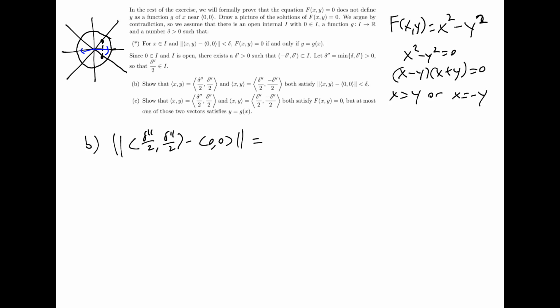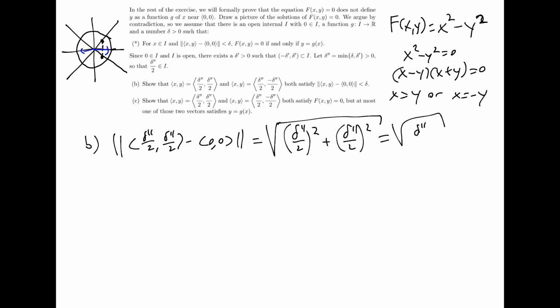Well, let us compute this. This origin does not change anything, so what I get is the square root of (delta double prime over 2) squared plus (delta double prime over 2) squared, which is equal to the square root of, well, you can check yourself, you get this over 2, which is equal to, remember delta double prime is positive, so it will be delta double prime over square root of 2. I have to show that it's less than delta, so let me just repeat: delta double prime over 2 over square root of 2.